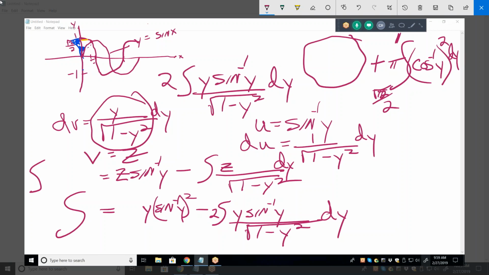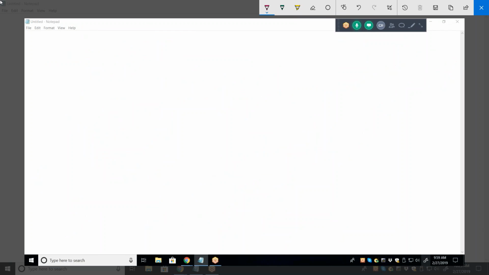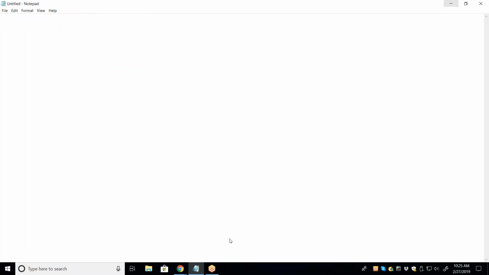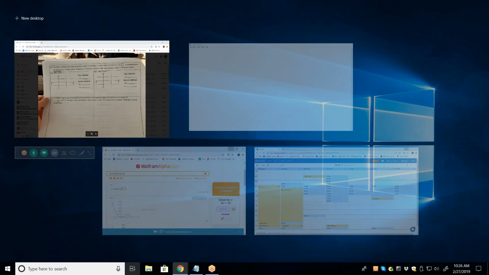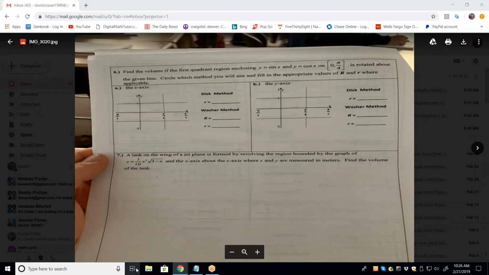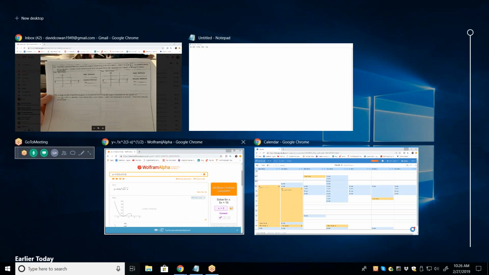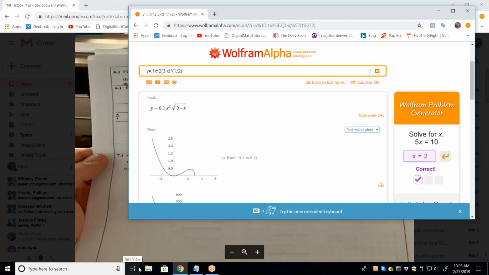Let's go to number 7, which is actually relatively easy. Although the integration, yeah, I think it is relatively easy. If I draw a quick... I graph that function in Wolfram Alpha.